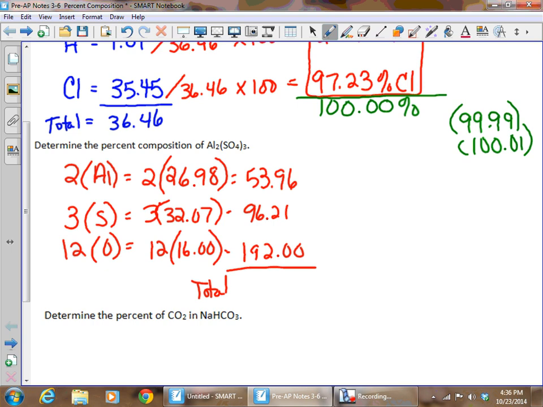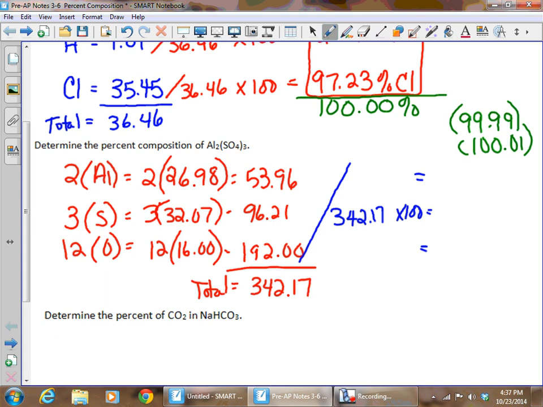And the total, when I add all of these up, is 342.17. A little bit of a shortcut. Instead of writing divided by 342.17 times 100 3 times, I'm just going to make one big division line to show that I'm going to divide each one of these values by 342.17, and then I'm going to multiply by 100.